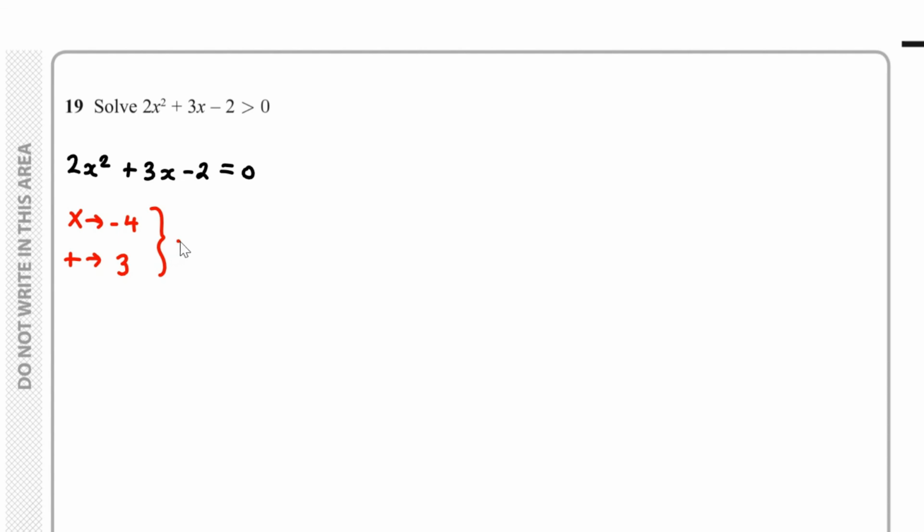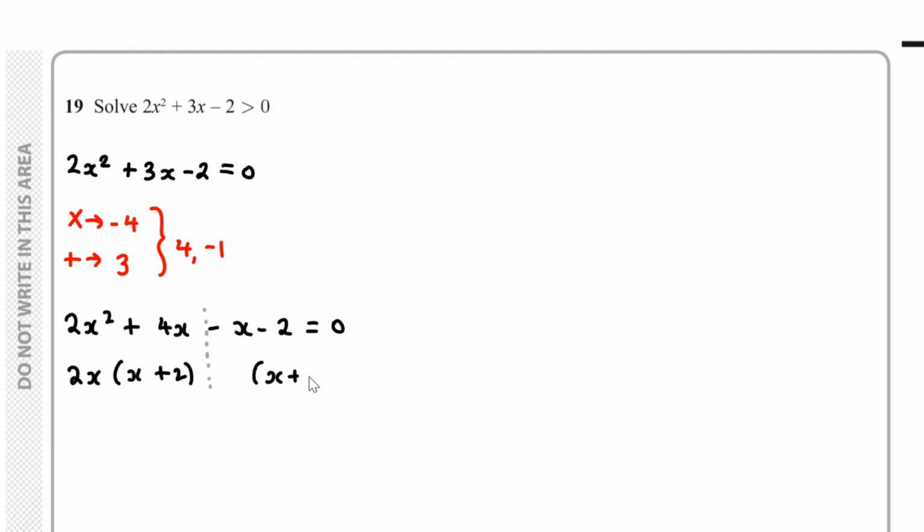You'd find these two numbers to be 4 and minus 1. So I can rewrite the 3x in terms of what I've just found. So we've got 2x squared plus 4x minus x minus 2 equaling 0. And if I split this down the middle, factorising the left bit, we've got 2x lots of x plus 2. I want an x plus 2 here as well, and obviously equals 0.